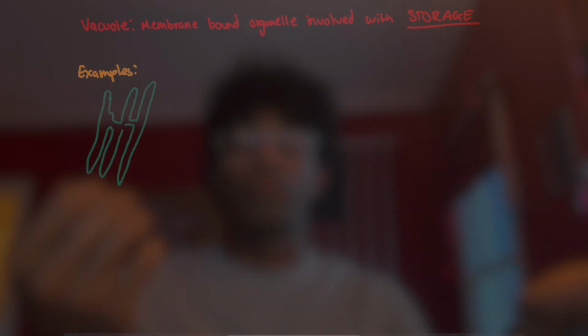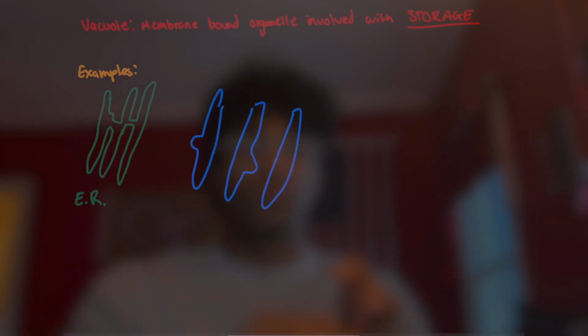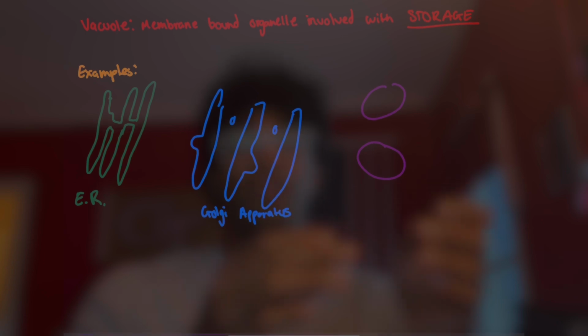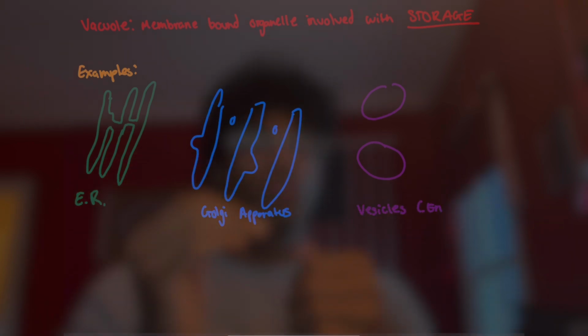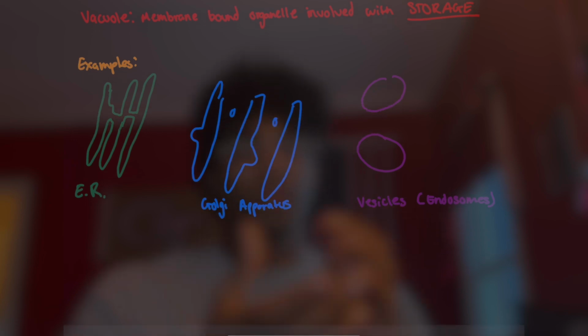This is where your macromolecules are synthesized. Then you have your Golgi complex, which is where proteins are processed before transport. You have your vesicles, which are your fluid-filled sacs that transport matter in and out of a cell. Within a vesicle, you have endosomes, which are those that transport molecules within a cell via endocytosis.